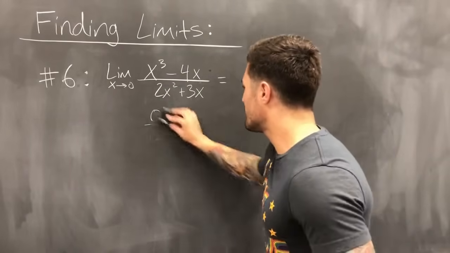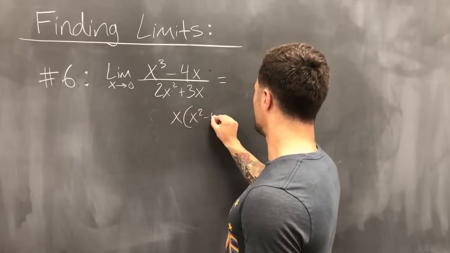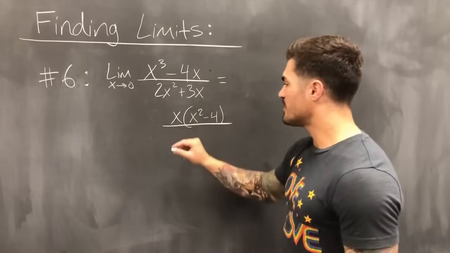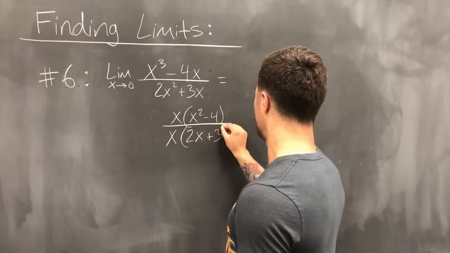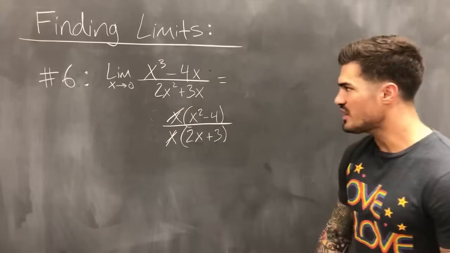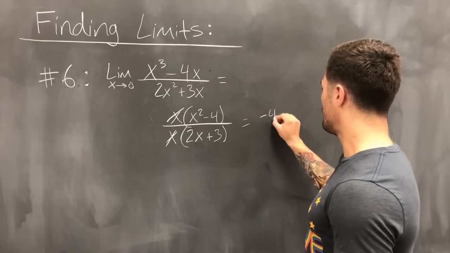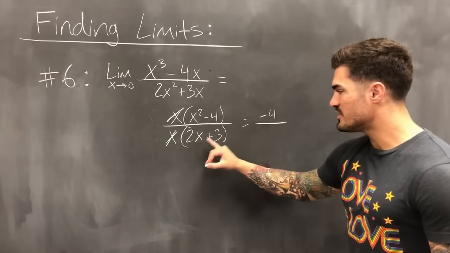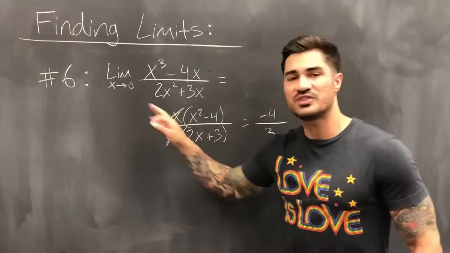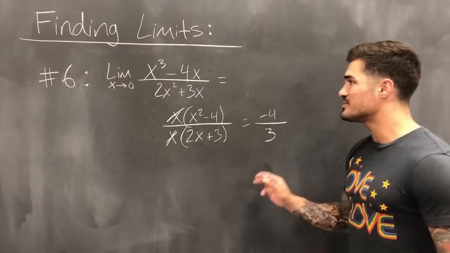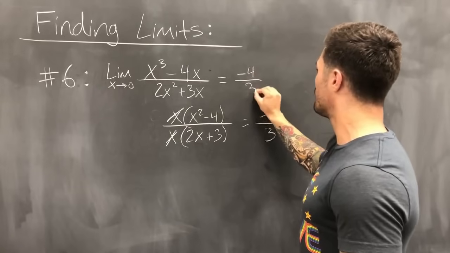So in this case, let's see what I can go ahead and do. Factor out an x from the numerator, I get x times x squared minus 4, over, factor out an x from the denominator, I get x times 2x plus 3. These x's I can go ahead and cancel. And now look what happens as I plug in 0. I get 0 squared minus 4, that's negative 4, over 2 times 0, that's 0, plus 3, that's 3. So since I was able to reduce this to its lowest terms, plug 0 in and get out a real number, that real number is my limit. So the limit of this rational function as x approaches 0 is negative 4 over 3.